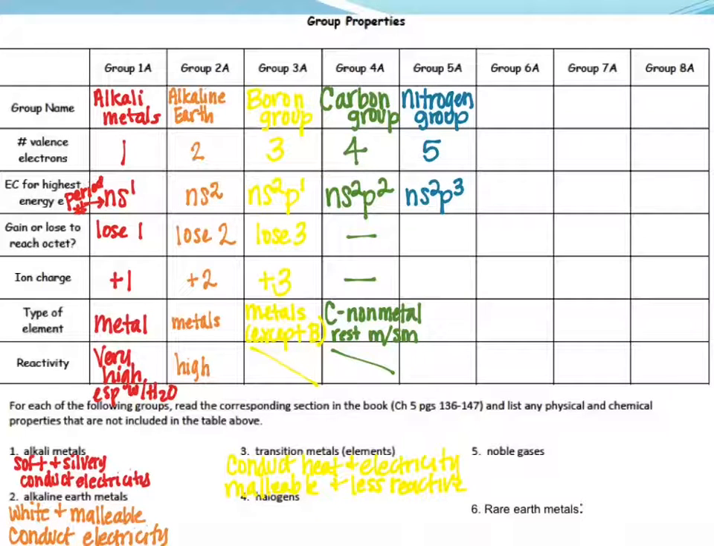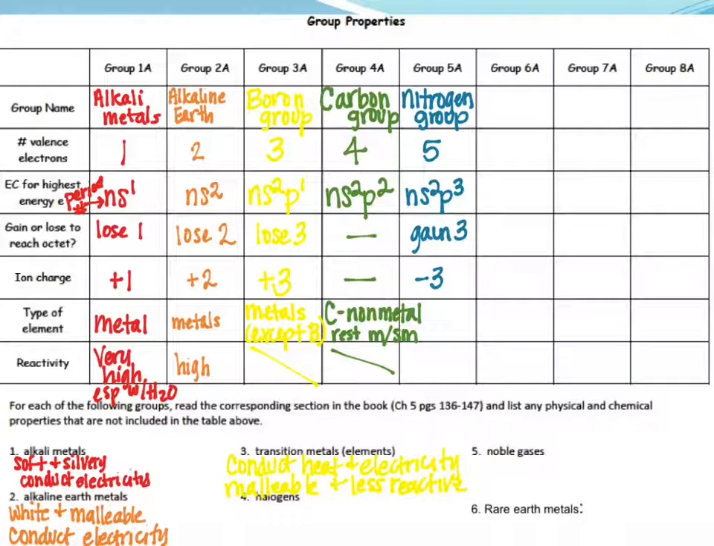Gain or lose? Gain. How many is it going to gain? Gain 3 to get a charge of negative 3. Wait, why is it gain? It's at 5 electrons. Is it easier to gain 3 to get to 8, or is it easier to lose 5 to get to 8? Oh, so it's just going back down. Yeah, you're looking at the valence electrons, to get to 8, to get to the octet.